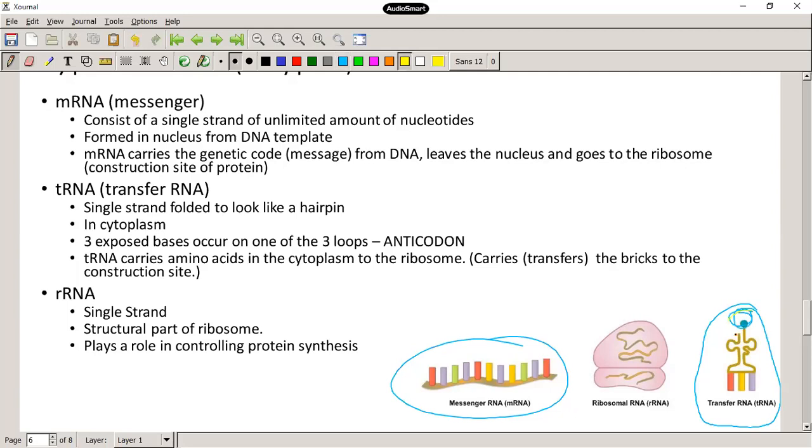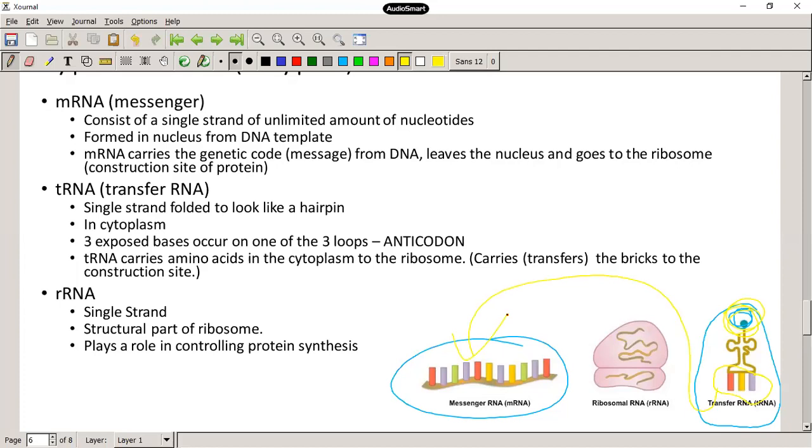Let me get another color here. There's the amino acid. And on this side, it carries what we call an anticodon. Now, remember on the previous page, on the mRNA, we said there's a codon. And now on the tRNA, there's an anticodon. So that says to me something. It says to me that these two are complementary, and the one will go and sit on top of the other in a complementary fashion.